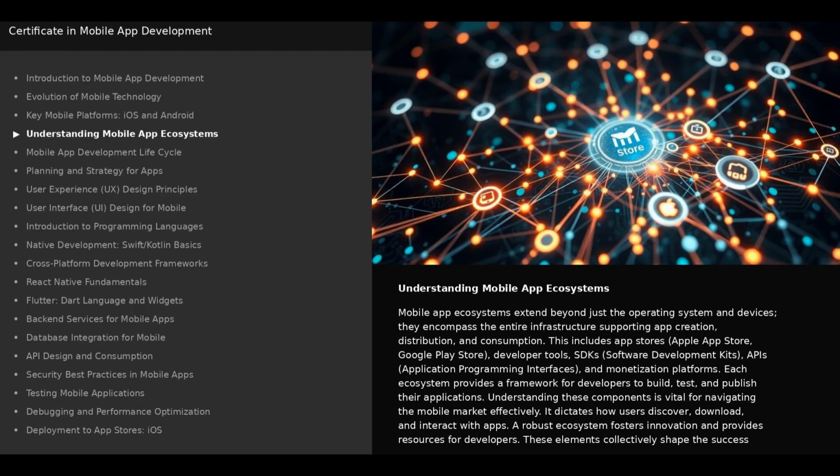Understanding mobile app ecosystems. Mobile app ecosystems extend beyond just the operating system and devices. They encompass the entire infrastructure supporting app creation, distribution, and consumption. This includes app stores (Apple App Store, Google Play Store), developer tools, SDKs (software development kits), APIs (application programming interfaces), and monetization platforms. Each ecosystem provides a framework for developers to build, test, and publish their applications.